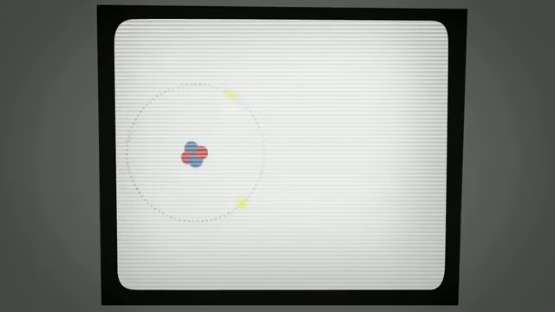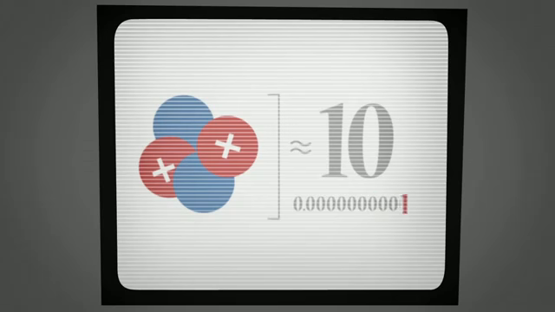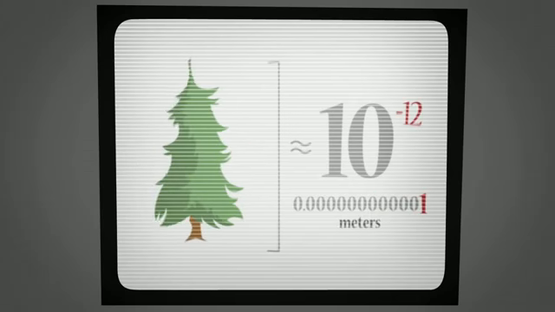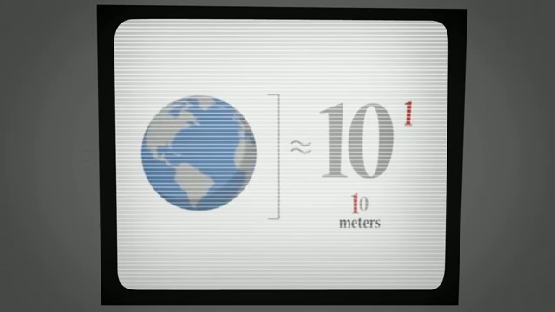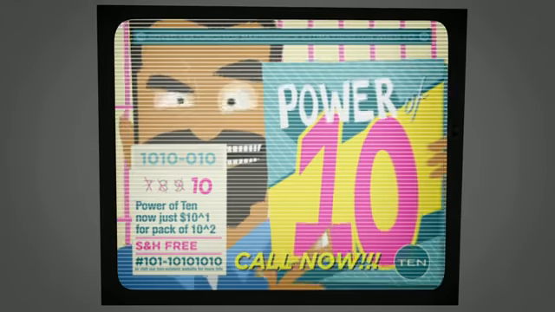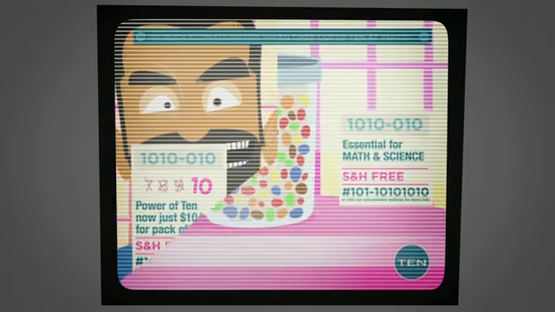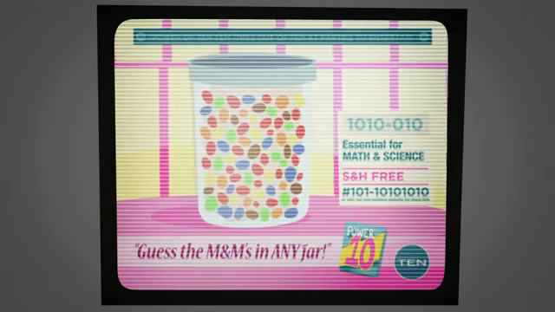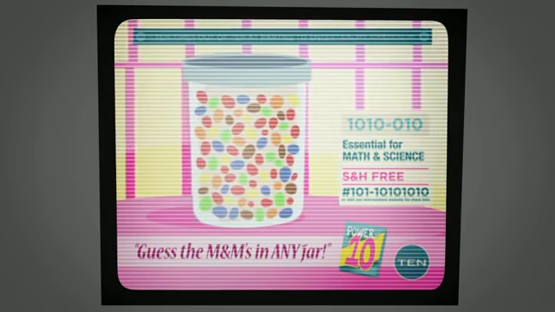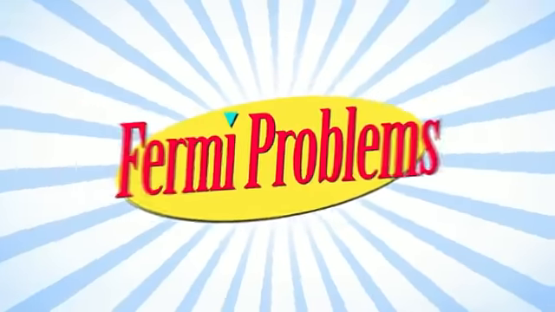For example, the diameter of an atom is approximately 10 to the power of negative 12 meters. The height of a tree is approximately 10 to the power of 1 meters. The diameter of the Earth is approximately 10 to the power of 7 meters. The ability to use the power of 10 as an estimation tool can come in handy every now and again, like when you're trying to guess the number of M&Ms in a jar, but is also an essential skill in math and science, especially when dealing with what are known as Fermi problems.